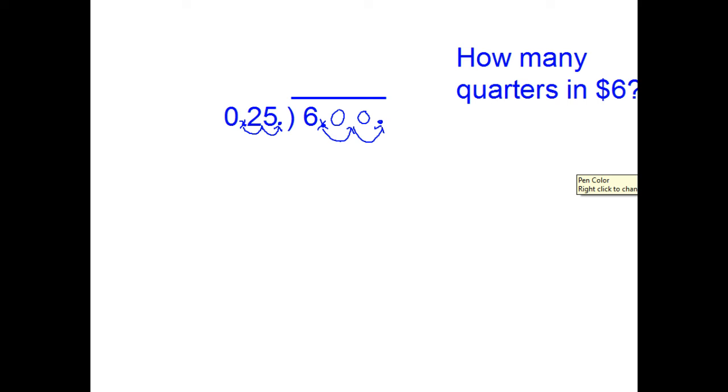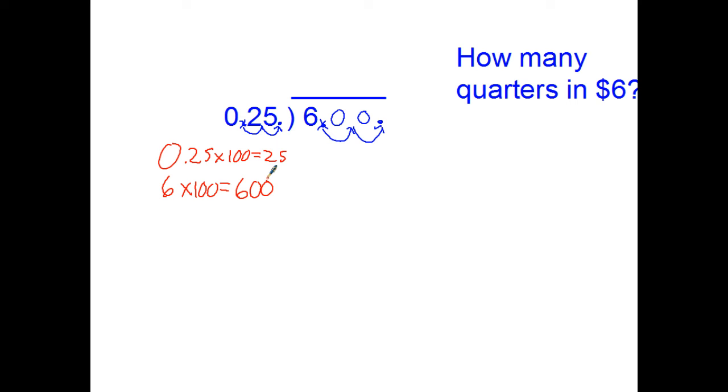Really what we just did, I moved the decimal 2 to the right, so I multiplied. So really I took the 0.25 times 100, which now gives me 25. So I took the 6 times 100. Oh, that would give me 600. So 600 divided by 25 is the exact same problem that 6 divided by 0.25 would be.